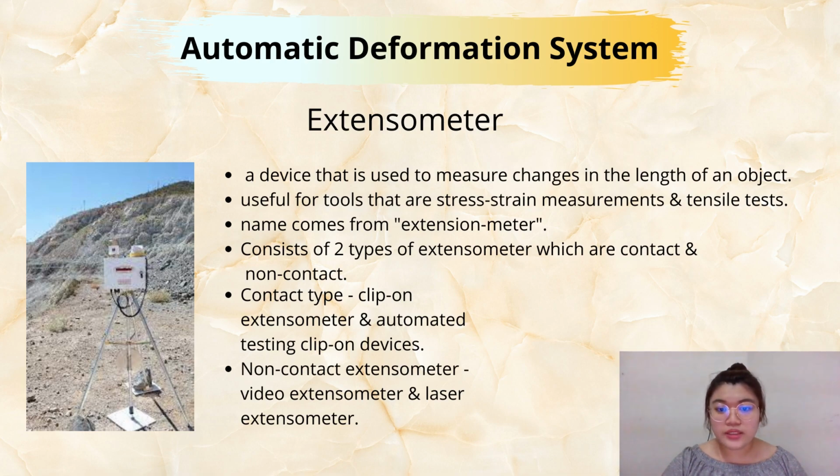An extensometer is a device used to measure change in length of an object. It's useful for stretch strength measurement and tensile tests. Its name comes from extension meter. There are two types of extensometer, contact and non-contact. Contact types include clip-on extensometers and automated testing clip-on devices. Non-contact extensometers include video extensometers and laser extensometers.